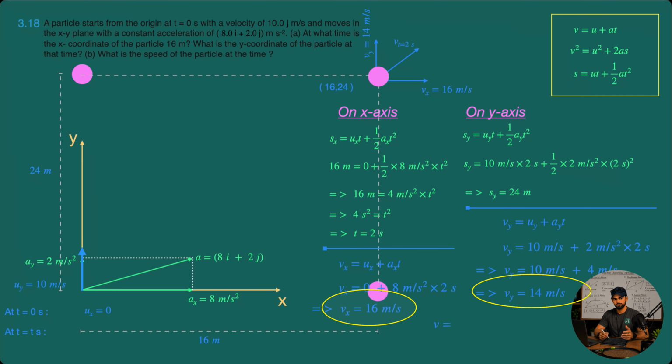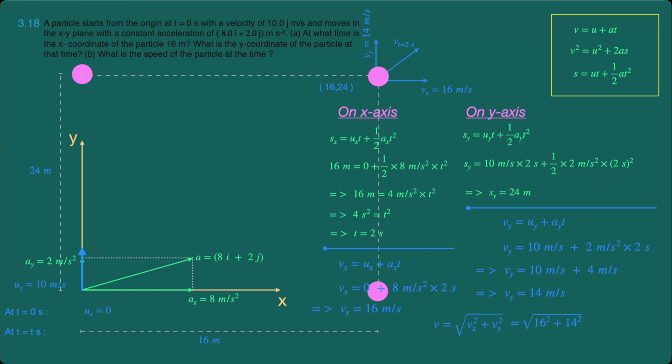Therefore, the speed of the particle is the square root of Vx squared plus Vy squared. Substituting the values, speed equals the square root of 16 squared plus 14 squared. This becomes the square root of 256 plus 196, which is the square root of 452, or approximately 21.26 meter per second. Hence, the speed of the particle after 2 seconds is 21.26 meter per second.